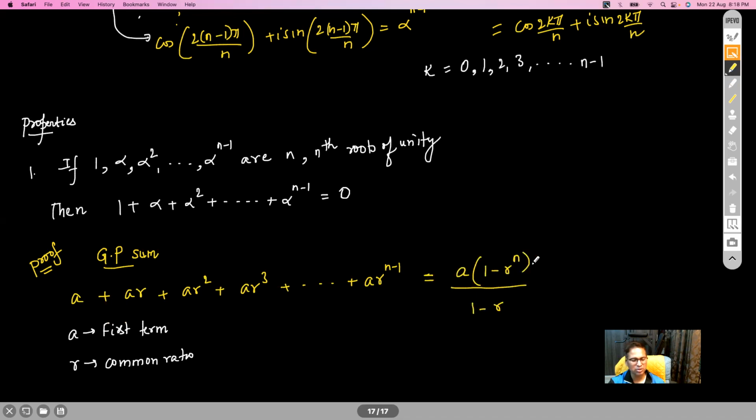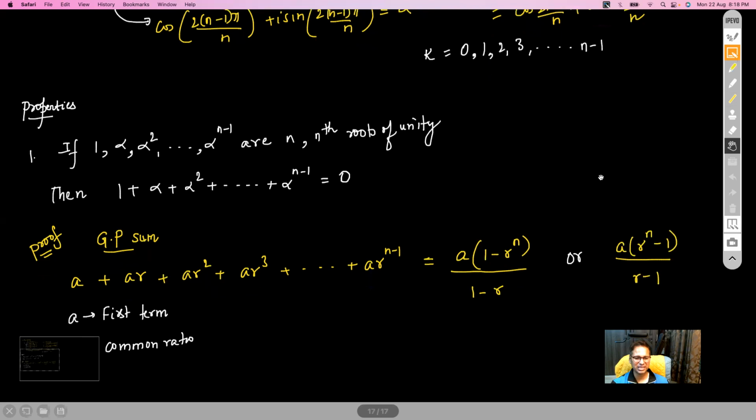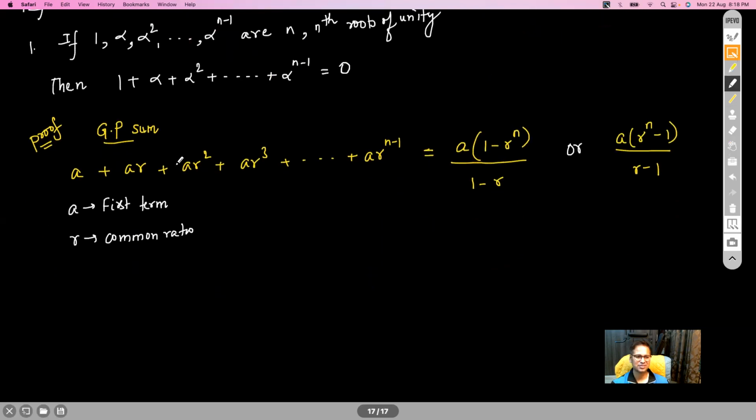Now, don't worry about the proof. We'll prove this in our sequences and series chapter. Or you can also write it like this. Same expression, nothing different. Both are actually the same thing, just written in different ways. Now, in order to prove this, I'll be using this result of mine.